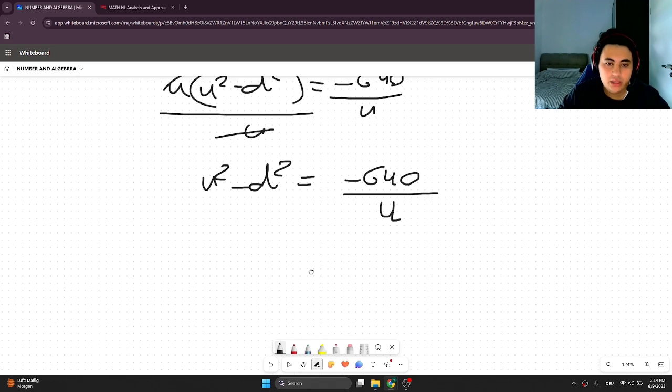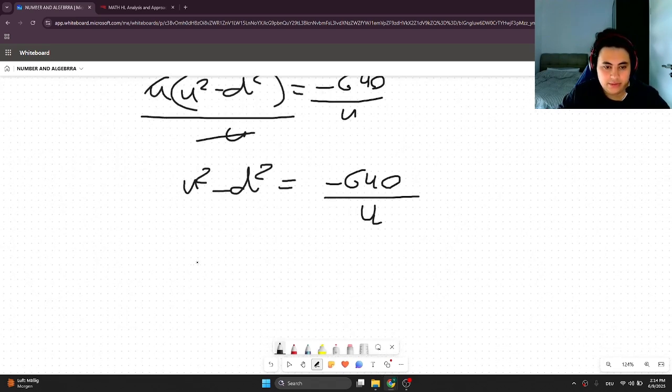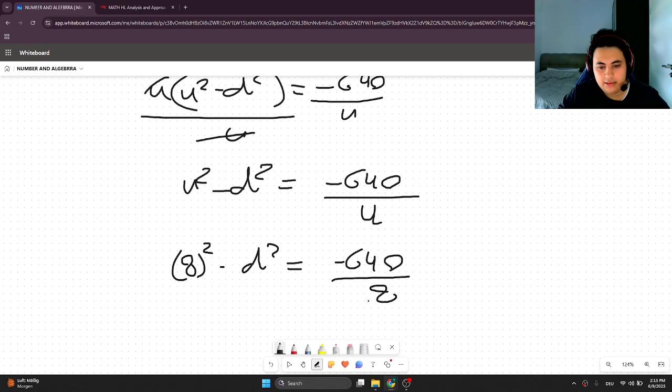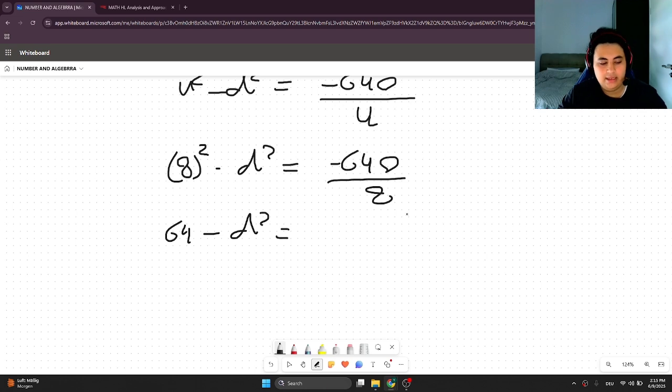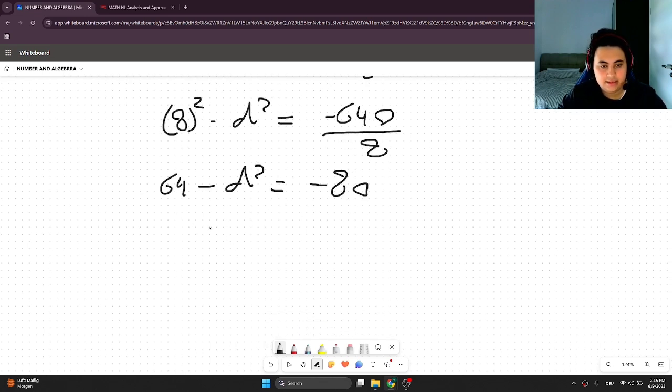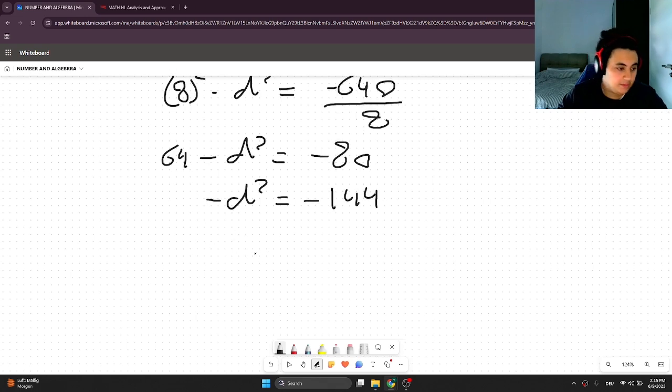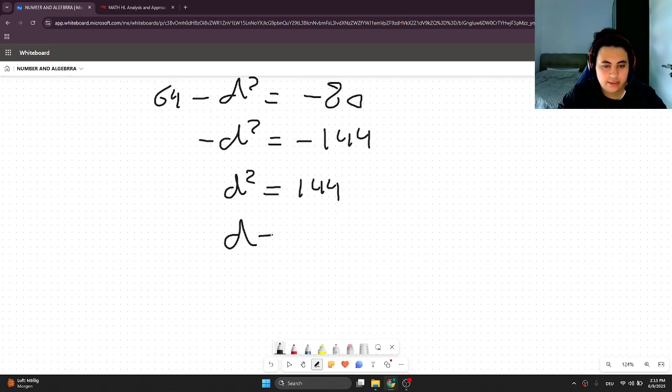Okay? So U is what? U is equal to 8. So we're going to replace U now in the equation. So you have 8 squared minus D squared is equal to negative 640 divided by 8. So now let's actually work for it. So you have 64 minus D squared is equal to negative 640 divided by 8, which is negative 80. Now you're going to minus 64, so you're going to have negative 144. Multiply both sides by negative 1, so you get D squared is 144. Take the square root, you're going to get D is plus or minus 12.